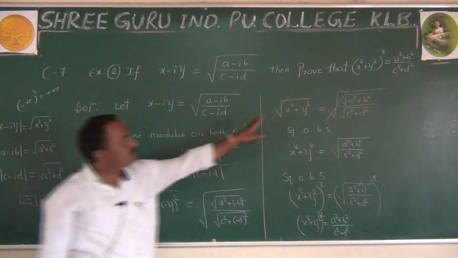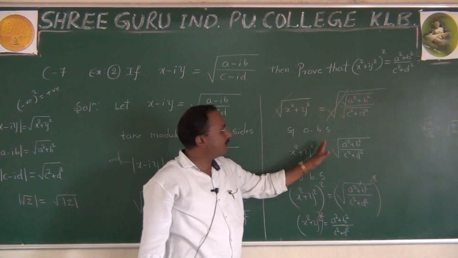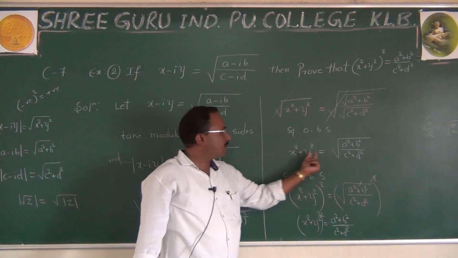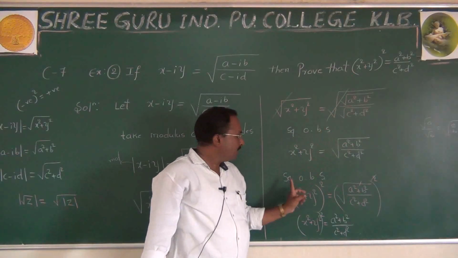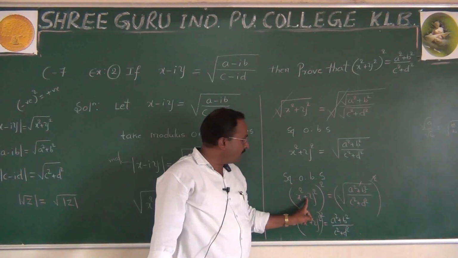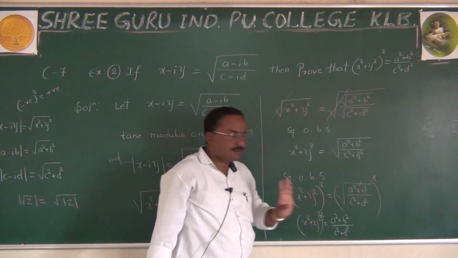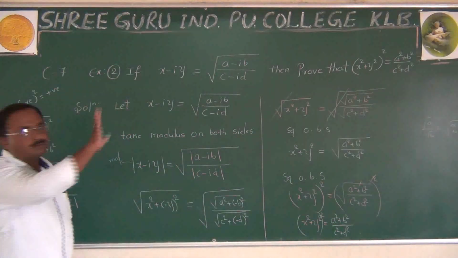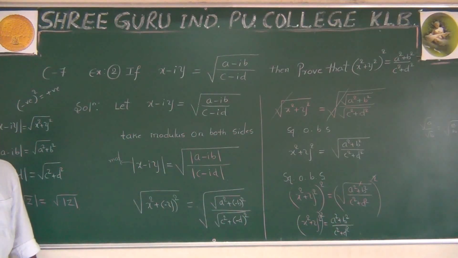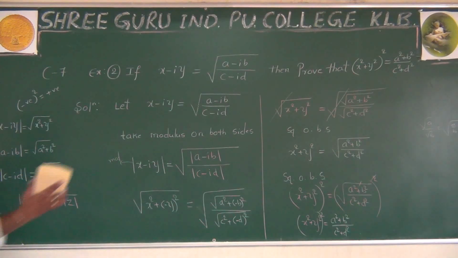Square of both sides. Root, root get cancelled. Here x square plus y square under root. Remove root. Again square of both sides. Square, square and root get cancelled. Here only a square plus b square over c square plus d square. Any doubt? Next.